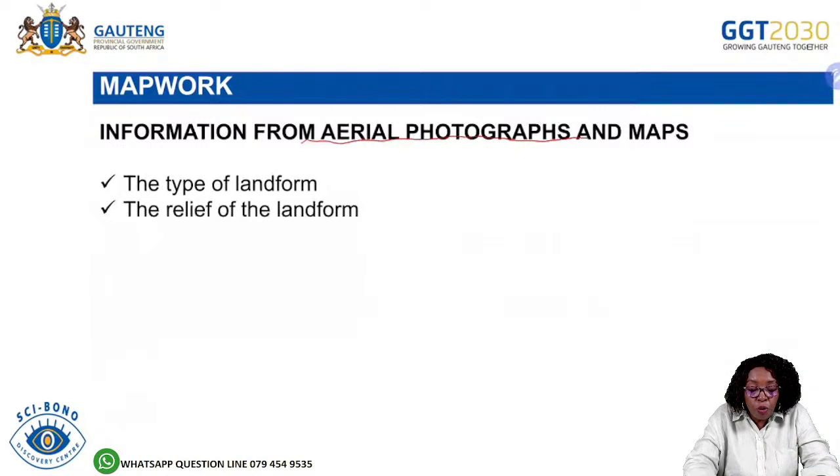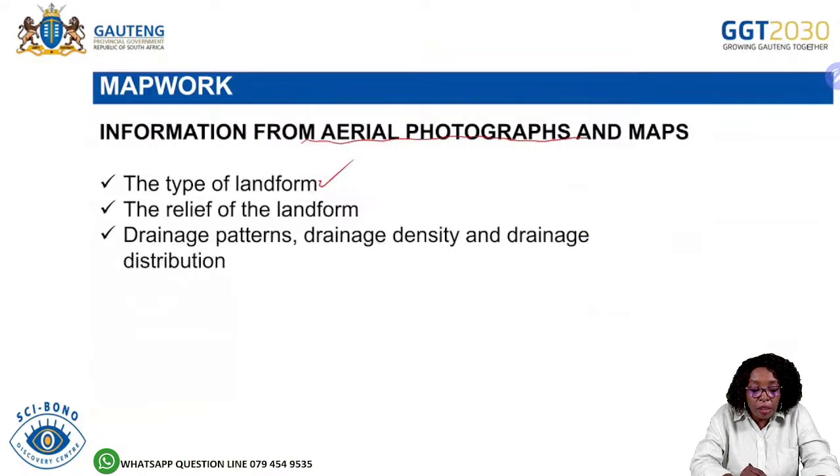So from the information that we find on the aerial photograph, we can identify the type of landform that we can see on that photo, and the relief of the landform. Remember your contour lines if we are talking about your orthophoto map as well as your topographic map. And what else can we identify on these maps and photos? Drainage patterns. We were discussing drainage patterns in our previous lesson, and we also used some map clips to show how you can identify them, even with the maps that I was using now.